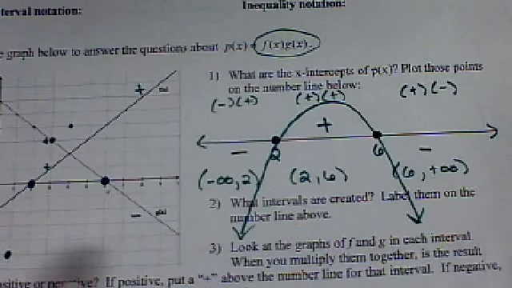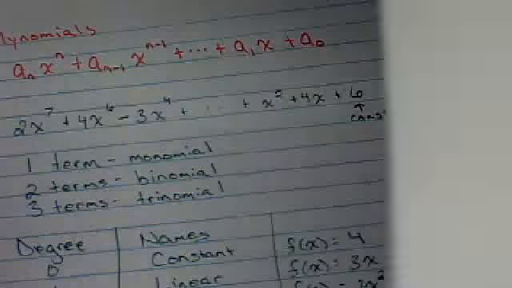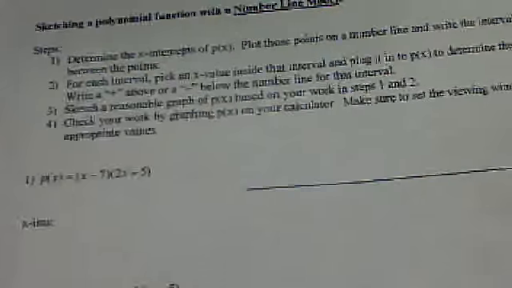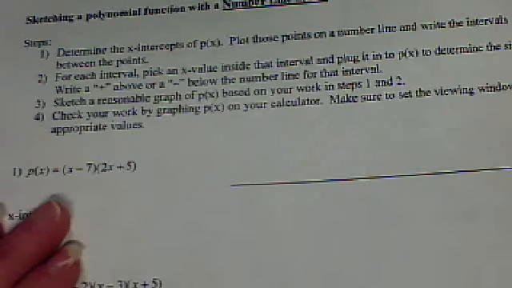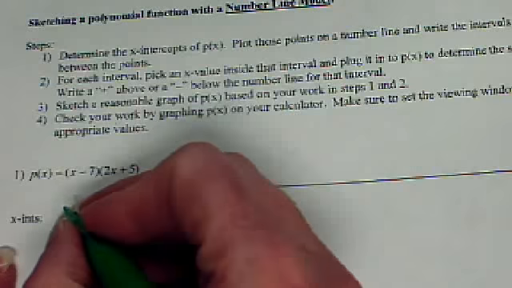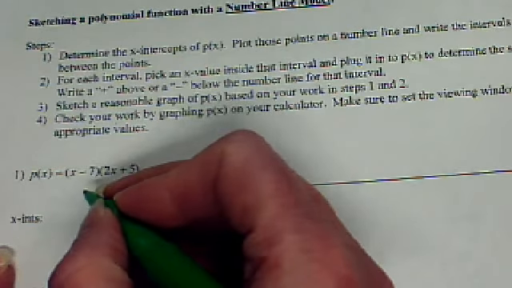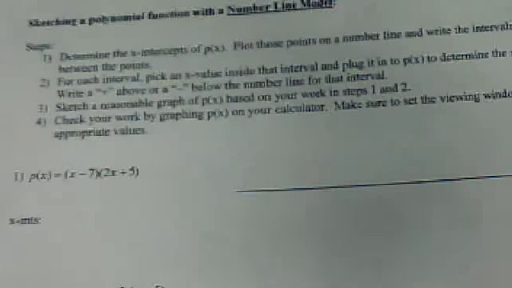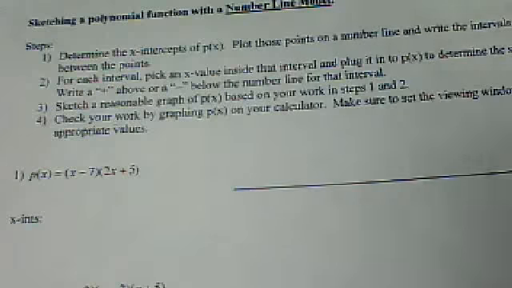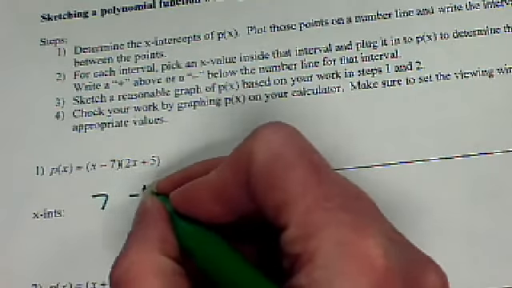Now, we're going to try doing the same thing, but without the graph to assist us. So let's look at this first one. X minus 7 times 2x plus 5. Well, my x-intercepts, if I set each of those factors equal to zero, let me see if I can get this a little bit less fuzzy. My x-intercepts are going to be 7 and negative 5 halves.